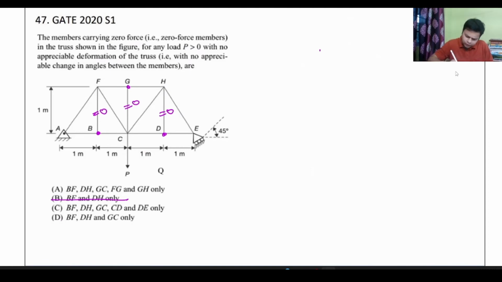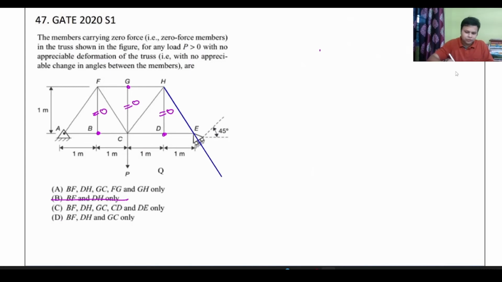So if you see, this angle is 45. Why? I'll not tell you that. See closely, right? This is an isosceles triangle. So this angle is 45. This angle is 45. So can I say this is in line?